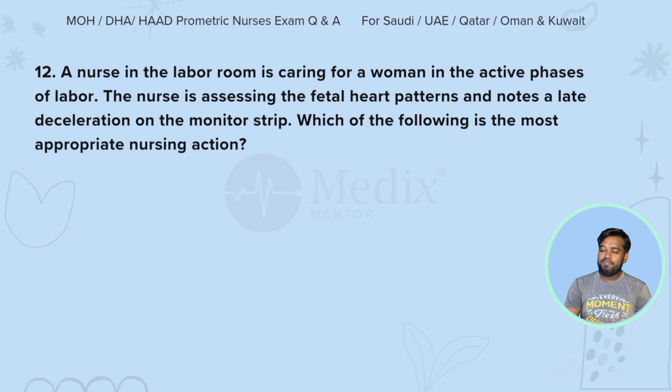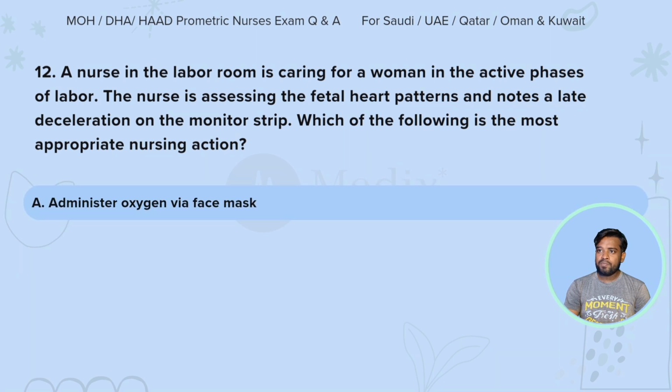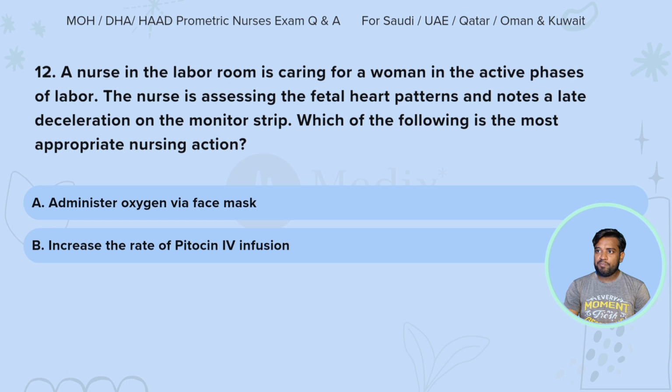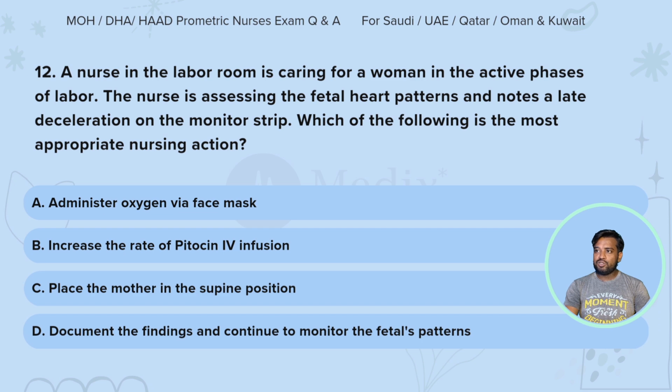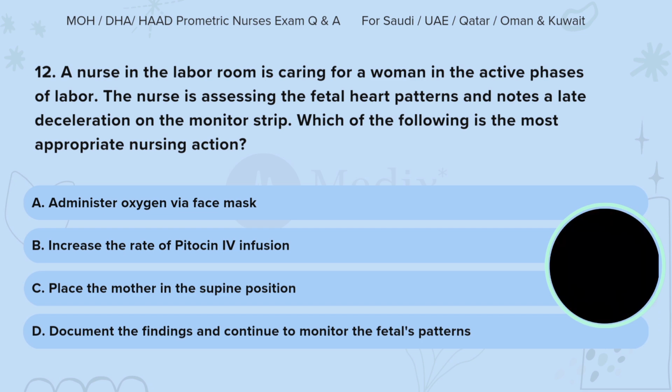Now come to question number 12. A nurse in the labor room is caring for a woman in the active phase of labor. The nurse is assessing the fetal heart rate patterns and notes a late deceleration on the monitor strip. Which of the following is the most appropriate nursing action? A. Administer oxygen via face mask. B. Increase the rate of Pitocin IV infusion. C. Place the mother in the supine position. D. Document the findings and continue to monitor the fetal pattern.